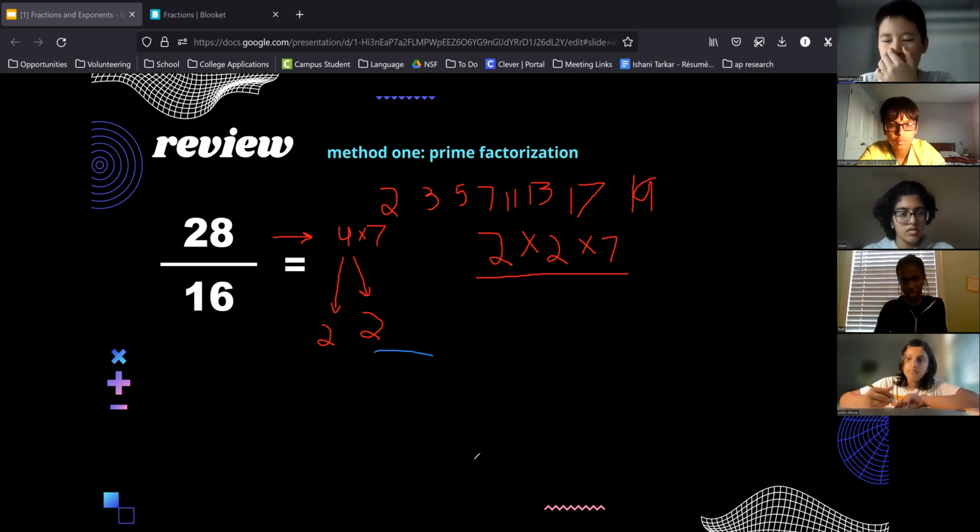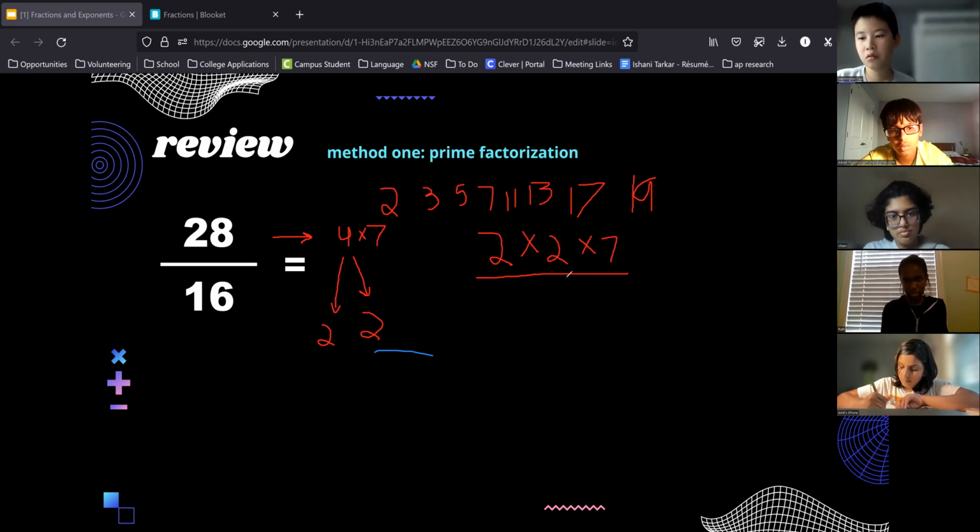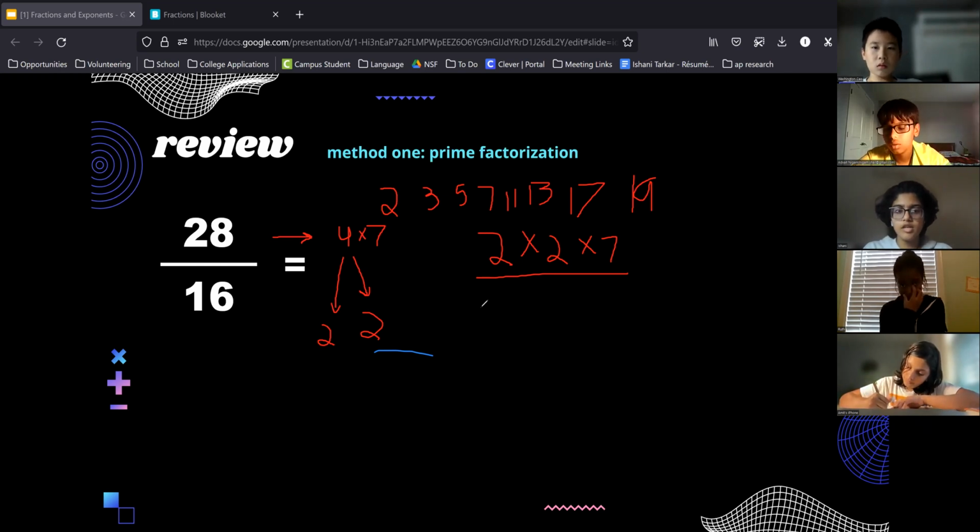Okay, the question was, what is the prime factorization of 16? I am seeing a few answers. You might not know what exponents are right now, so I'm just going to stick to not using exponents.